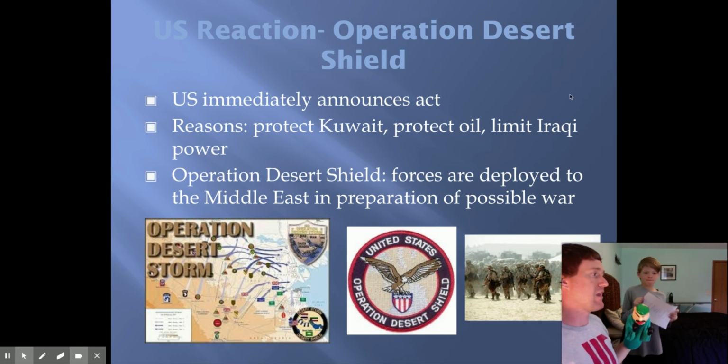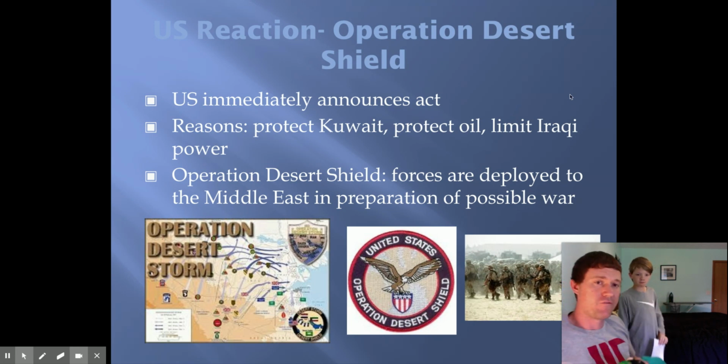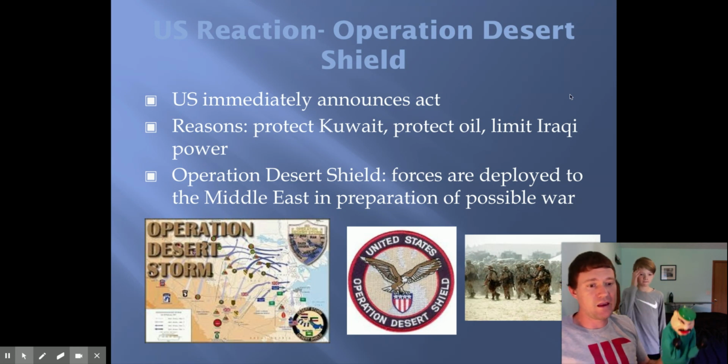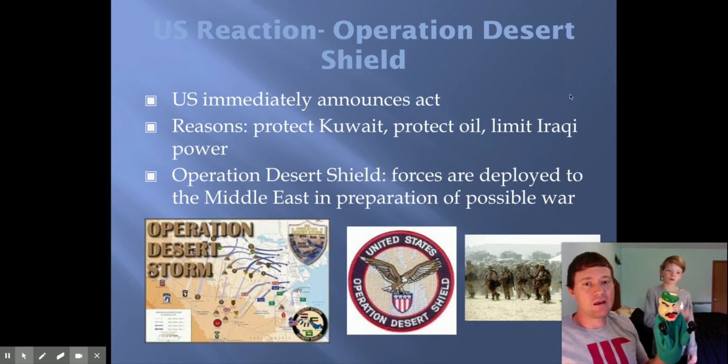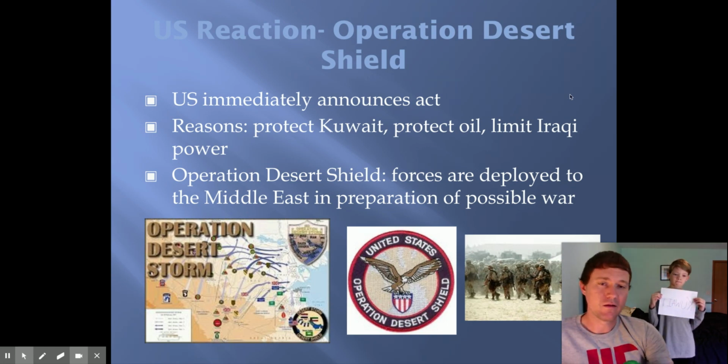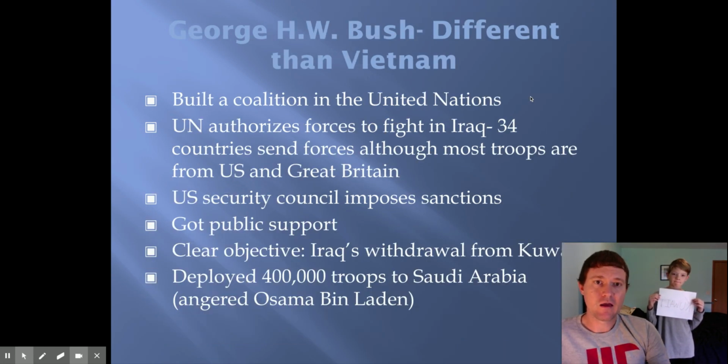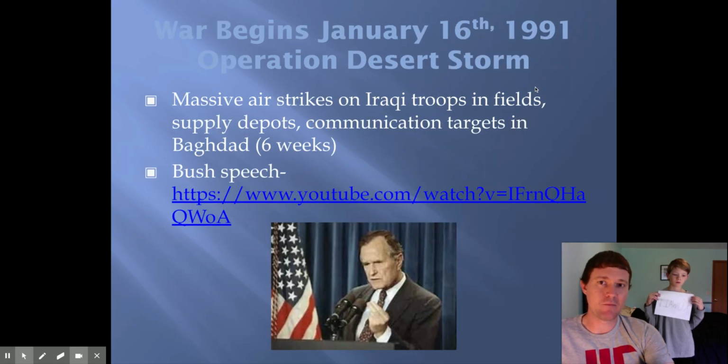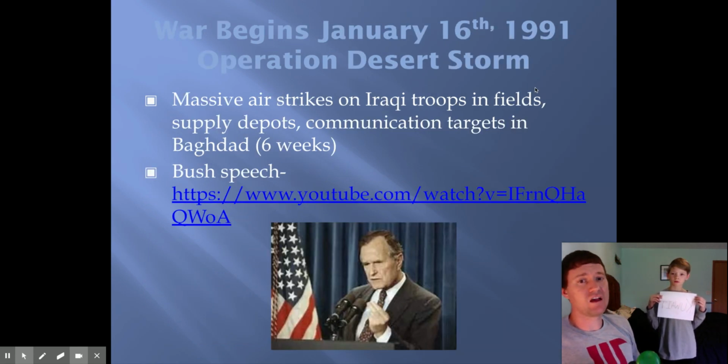So there's a deadline given. George Bush gives a deadline of January 15th, and Saddam Hussein makes a very not smart decision of not leaving Kuwait, and the deadline passes. So at that point, the mission shifts from Operation Desert Shield to Operation Desert Storm.